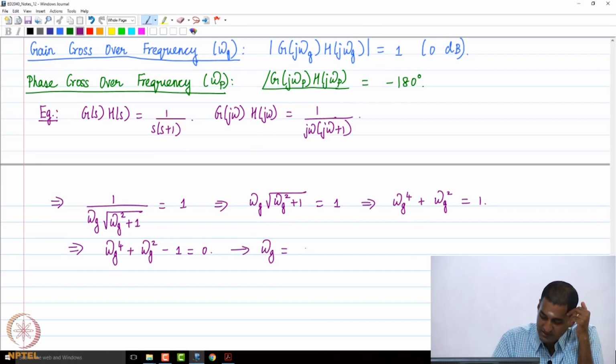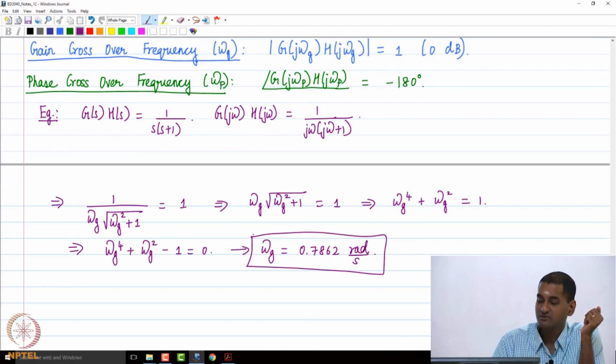You will get omega g to be 0.7862 radians per second. Please check this answer. So, that is what you will have. That is the gain crossover frequency for this particular open loop transfer function. This is the only frequency at which the magnitude becomes 1 for this particular open loop transfer function.